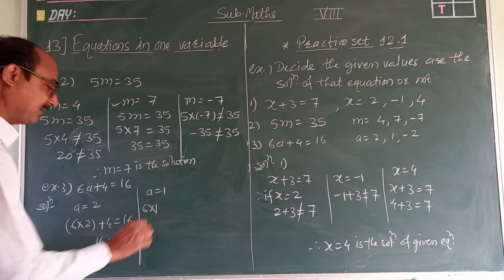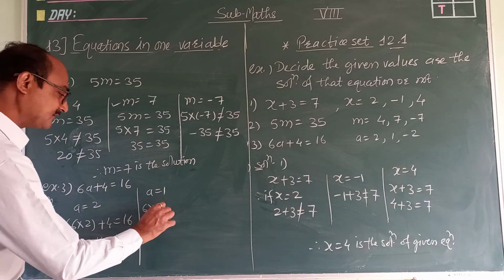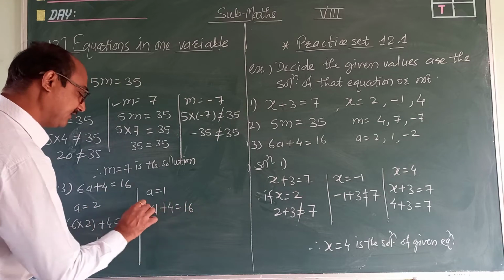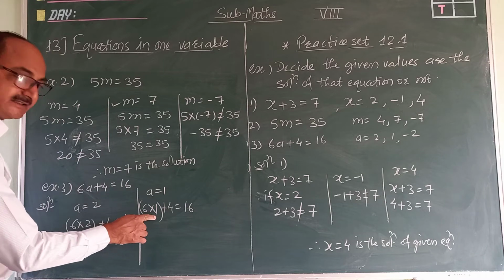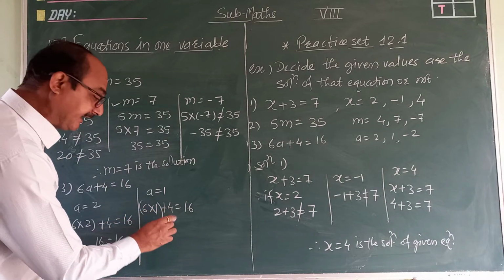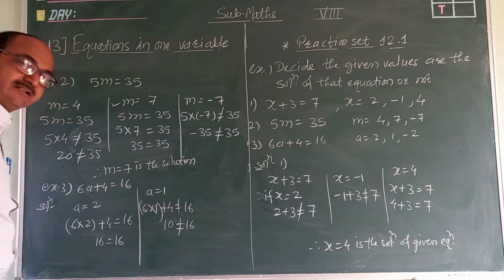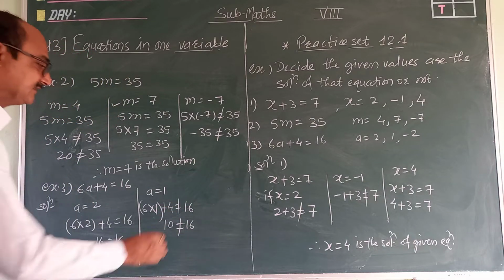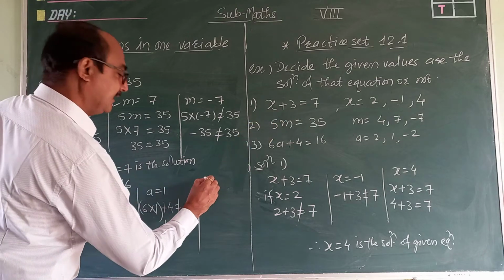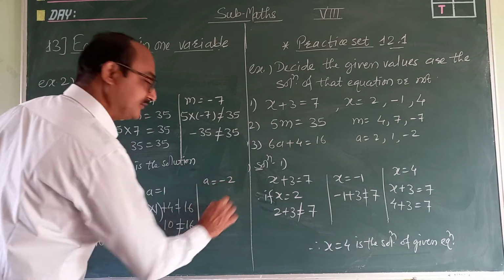6 multiplied by 1 plus 4 equal to 16. Can we say 6 ones are 6, plus 4 is 10? 10 is not equal to 16. So this is also not equal to 16. Last value: a is equal to minus 2.